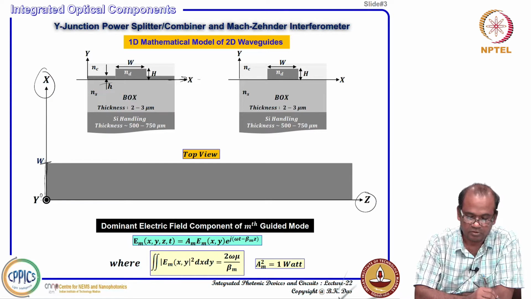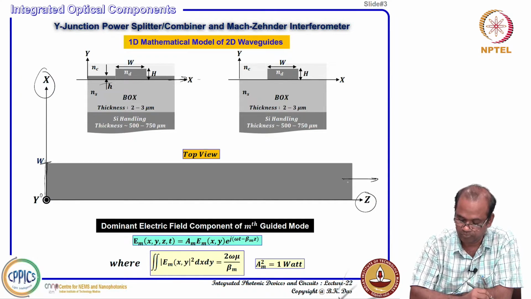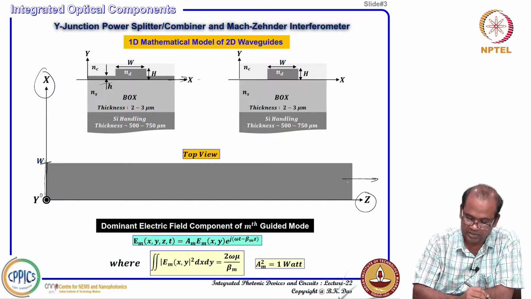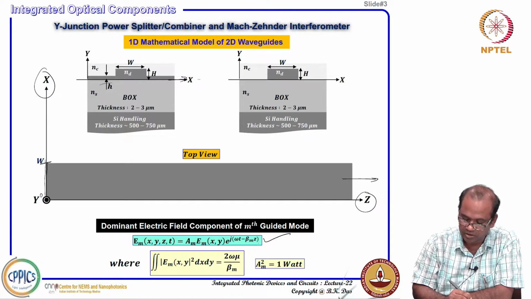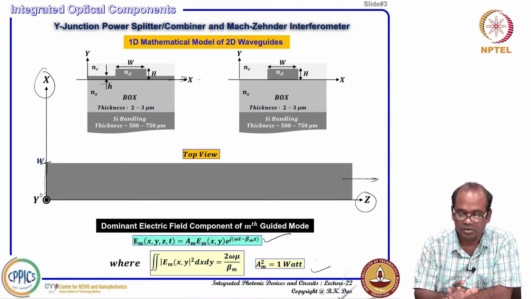Y is now perpendicular to the screen, and this is the waveguide and its propagating direction. We can picturize this, but we should keep in mind that the mode field distributions will look like that and they are normalized like that. So, this is some kind of model.